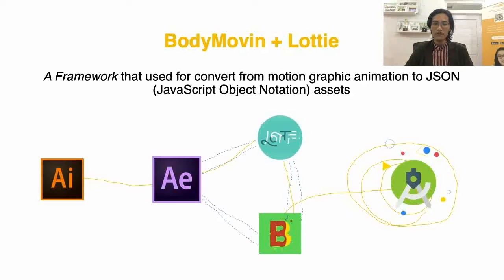The flow of using Lottie is that we design our image in Adobe Illustrator and animate it in Adobe After Effects. Then in After Effects we install the Bodymovin plugin, or Lottie framework, and the image of our animation will be converted by Lottie and Bodymovin into a JSON file. We use Android Studio to implement our JSON animation file into the Android application.